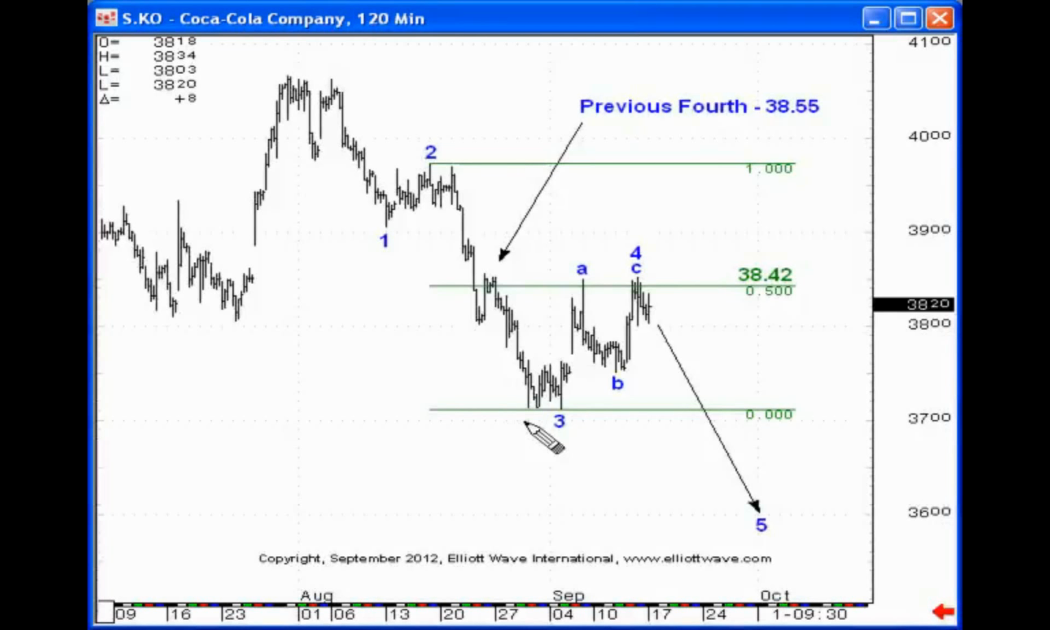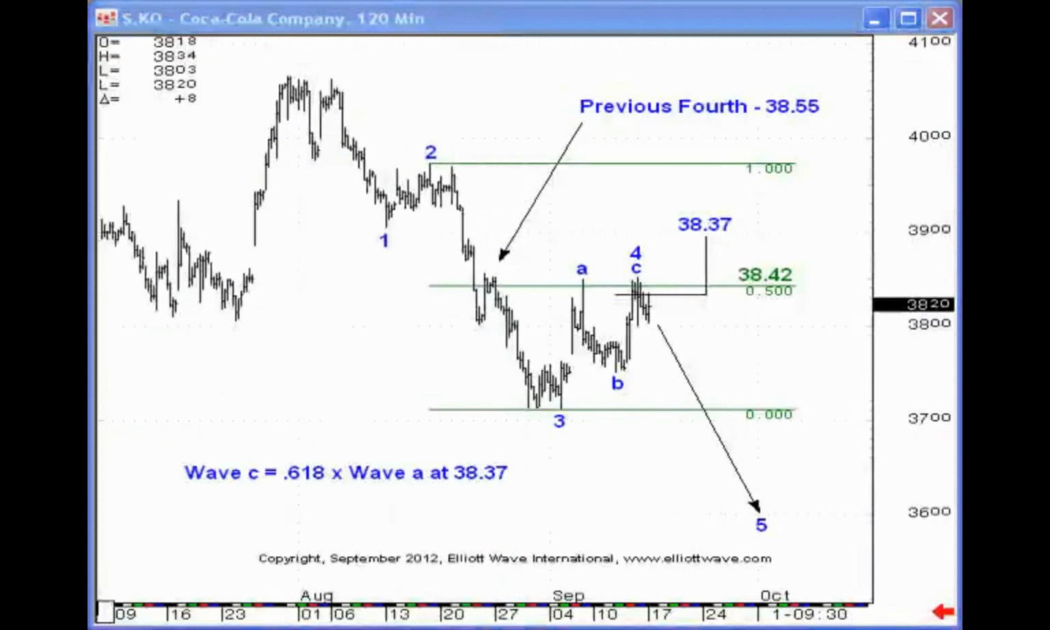Next, we can actually look a little bit closer at the price chart and look at the wave relationships specific within wave 4. For example, in this instance here, we have a move up in wave A, a decline in wave B, and then another advance in wave C. Well, at 38.37, that's where wave C equals a 618 multiple of wave A.